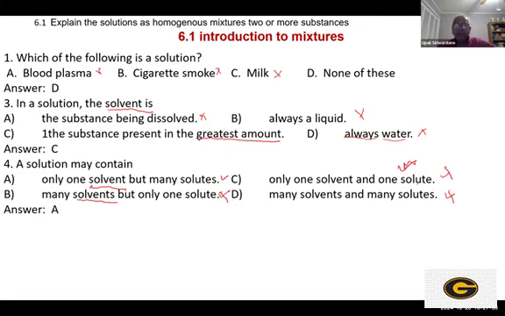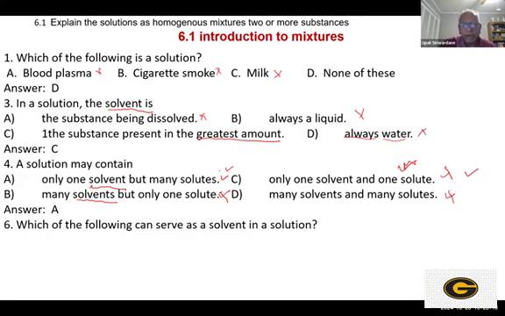A solution may contain only one solvent. Only one solvent, but many solutes. Only one solvent and one solute. This is correct. This I am not sure: only one solvent and one solute. But this is the most cases. Therefore, I think that's why they picked A.